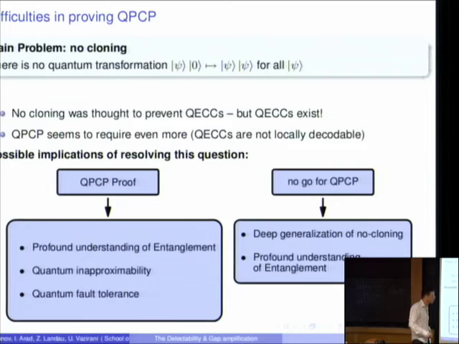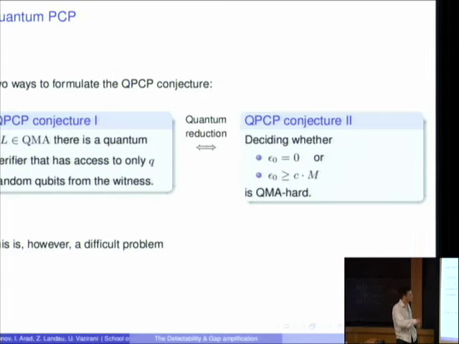So you're saying a no-go for the PCP is if you find an algorithm for approximating the... Or maybe, for example, if you prove that this problem is inside NP, then you know, unless QMA equals NP, which is very unlikely.